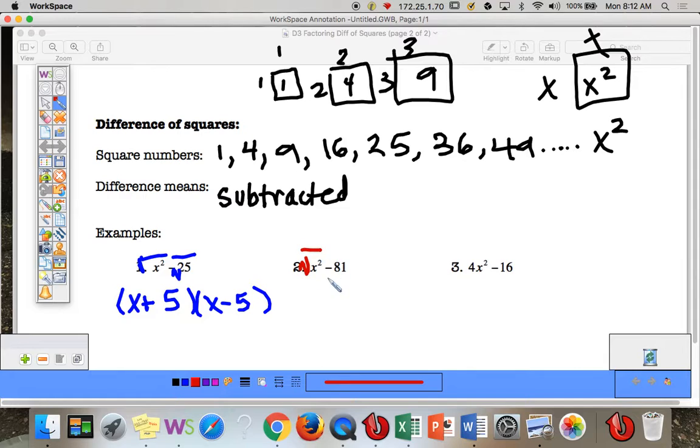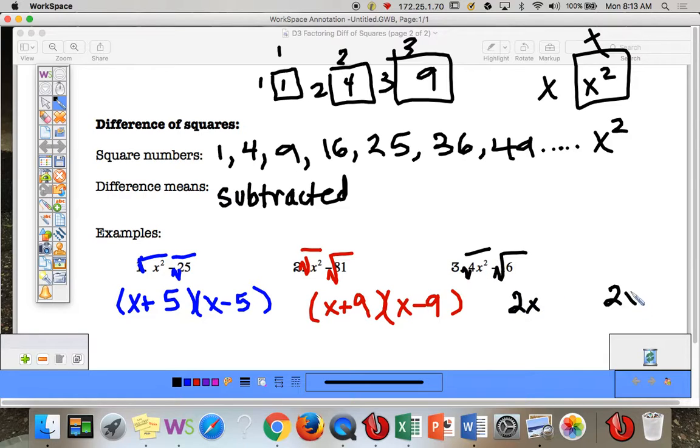For the next one, take the square root of each. So we do x plus, x minus. The square root of 81 is 9. For the next one, the square root of 4x squared is 2x. So you can do your two sets of parentheses. We'll do our plus and our minus. The square root of 16, I think I covered this up right here. Yep, the square root of 16 is 4.